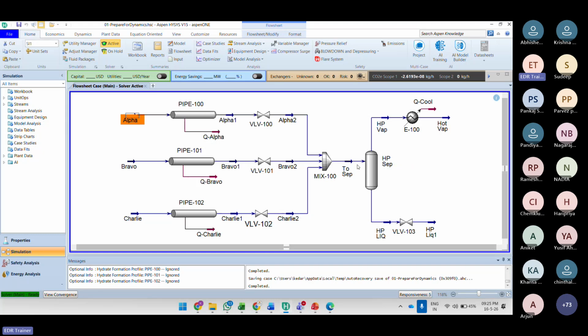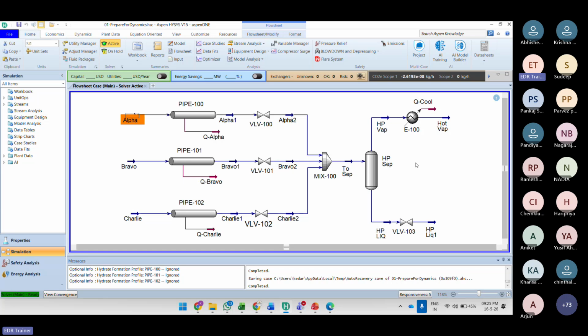So this separator is nothing but like the slug catcher or the first separator. And the vapor which is coming out is then cooled, and then it goes subsequently to the next system. So this is the actual representation of the steady state model. The model is cut till the separator part and the exchanger part. Okay, so this is how the steady state simulation looks like.